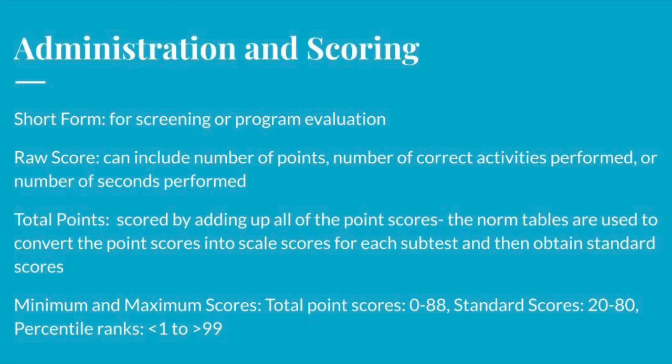The first score is the raw score, which can include number of points, number of correct activities performed, or number of seconds performed. The raw score is then converted to point scores using the information provided on the scoring form. The point scores are added up to get the total points. The norm tables can be used to convert the point scores into scale scores for each subtest. Then the standard scores will be obtained, as well as percentile ranks for motor area composites, and then finally for total motor composites. The total points range from 0 to 88, and the standard scores range from 20 to 80. We will talk further about the administration in our demonstration video.